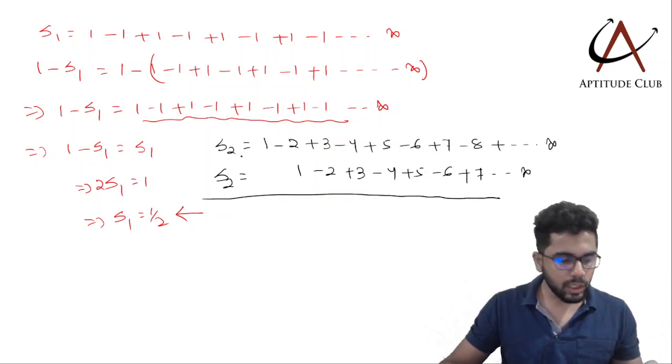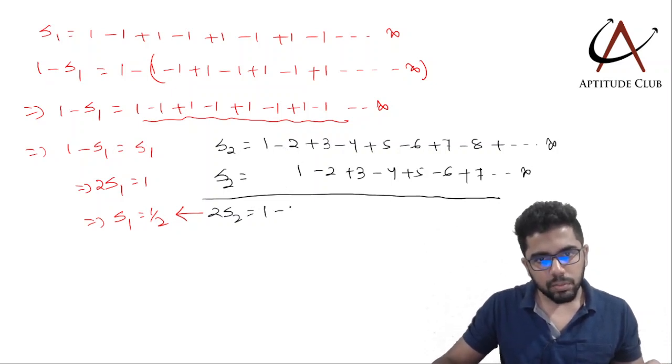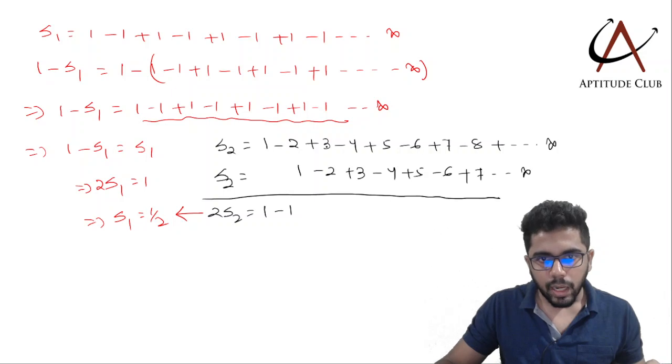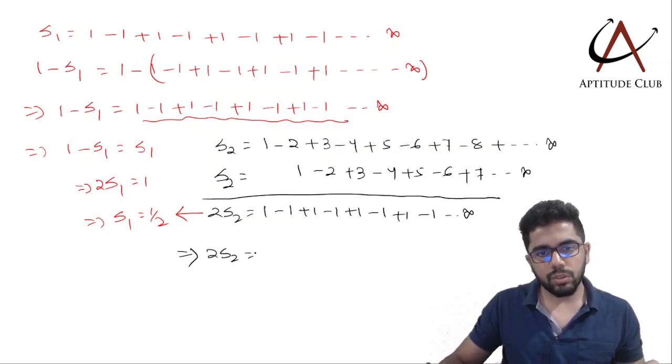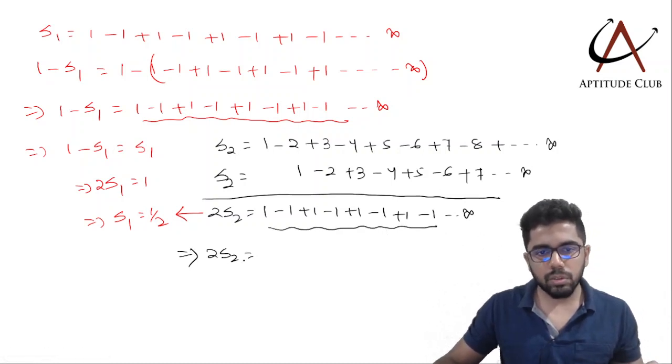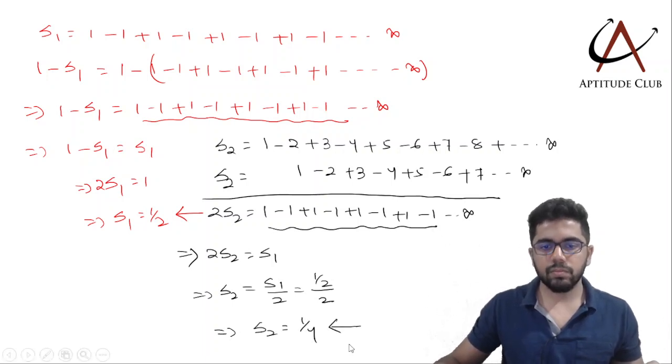And then you add these two. So you get 2 times S2. It is 1, -2 + 1 is -1, and -3 + 2 is +1, then -1 +1 -1 +1 -1 and so on till infinity. So this twice of S2, how much is this now? This looks like S1. So I get S2 is basically S1 divided by 2, or 1 by 2 divided by 2, or you get the summation of the second series as 1 by 4.